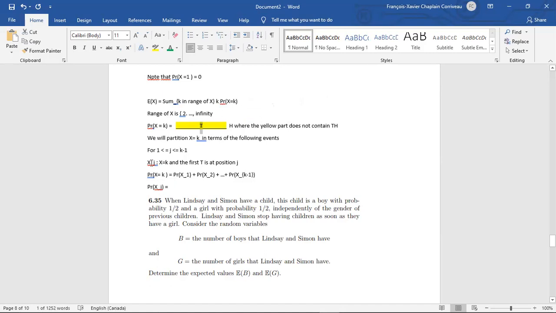Here, Xj is the event where X is equal to k, which means that I stopped on roll k and I got a head, and before I had a tail. And the first T is at position j, which means that this is my position j, I have a T here. So essentially I have something that looks like this. And since this is my first tail, all of these need to be heads, and all of these need to be tails.